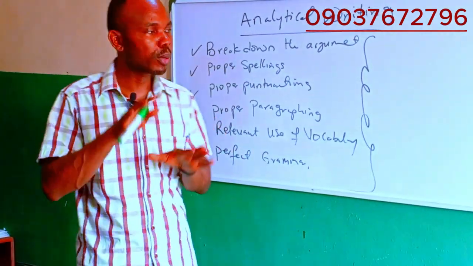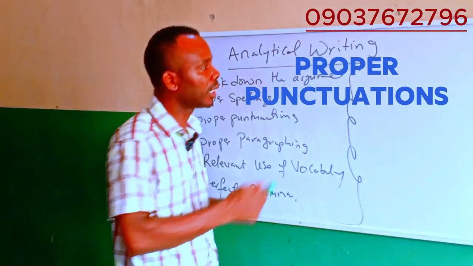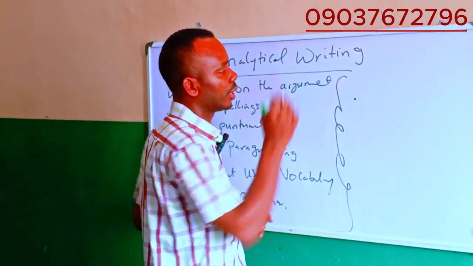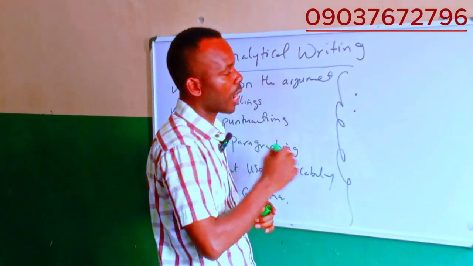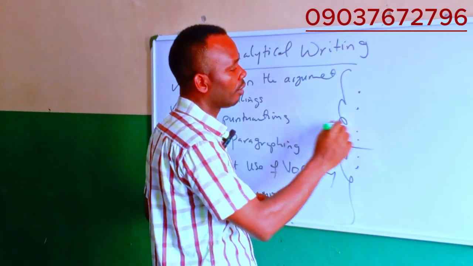The next one is proper punctuation. Something like the period. Understand? Something like the comma. Something like the colon or semicolon and all of that.